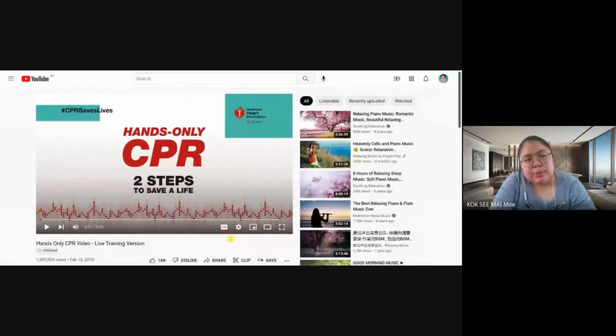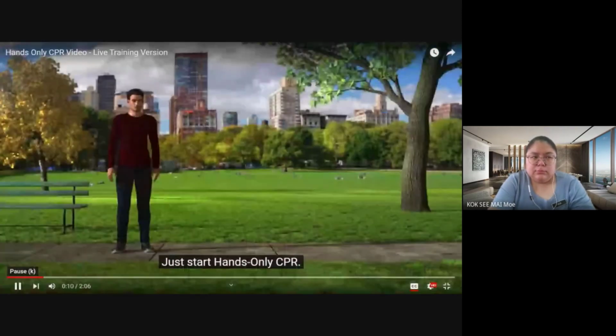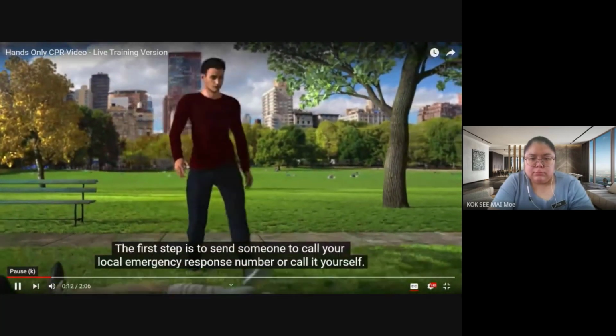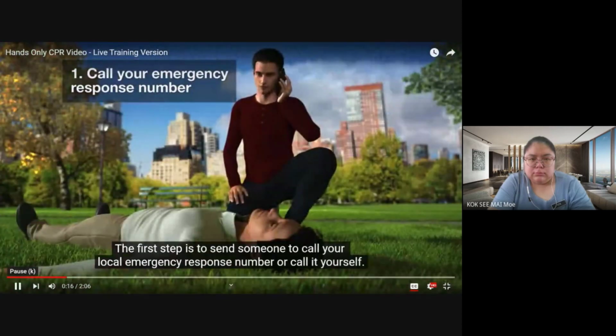Okay, this one they just show about the compressions. If you see a teen or adult suddenly collapse, it's important to act fast. Helping to save a life is easier than you might think. Just start hands-only CPR. The first step is to send someone to call your local emergency response number or call it yourself.